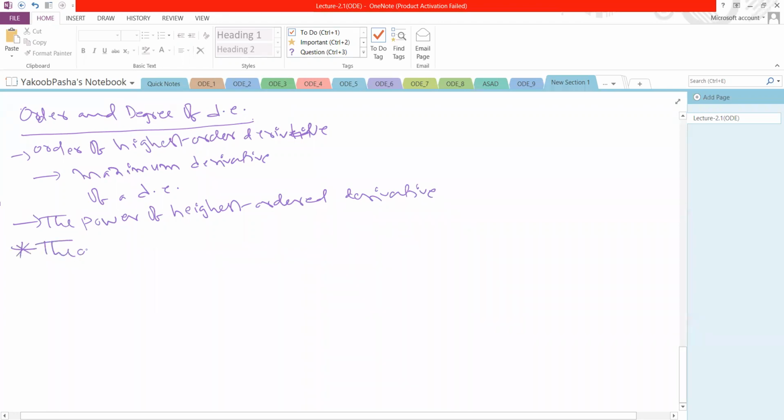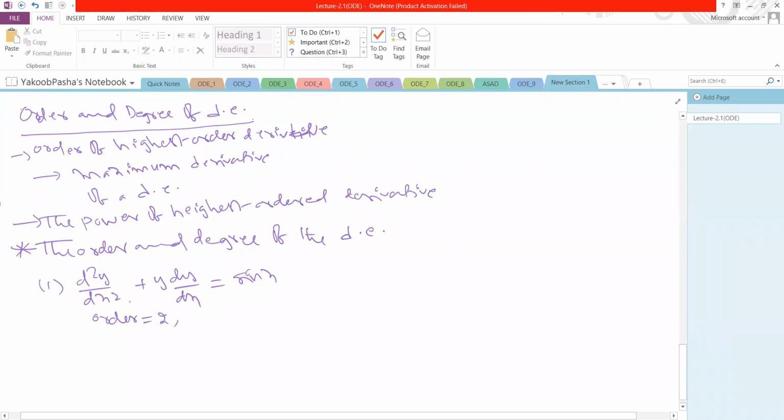The order and degree of the differential equations. Okay, one by one I am taking. First, d square y by dx square plus y into dy by dx is equal to sin x. Here the maximum derivative is 2, so order is equal to 2, and the maximum derivative power is 1, so degree is equal to 1.